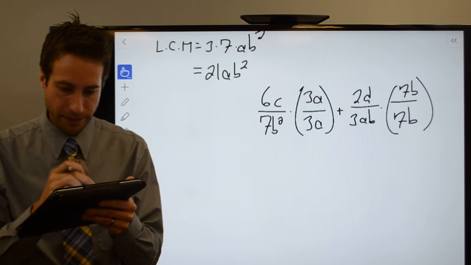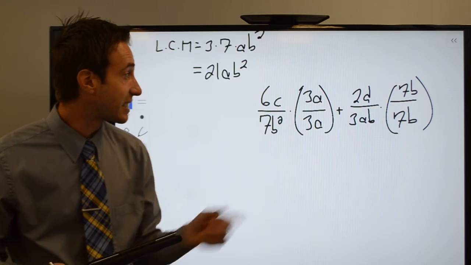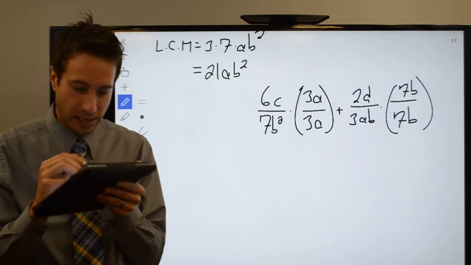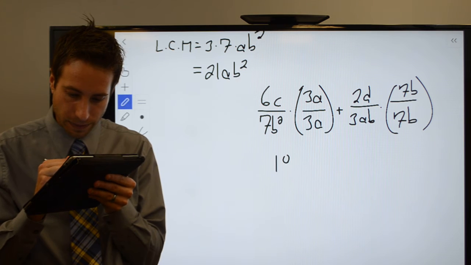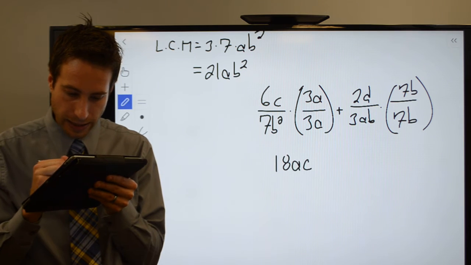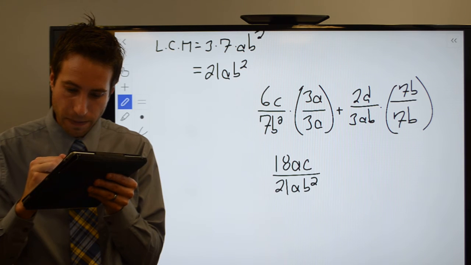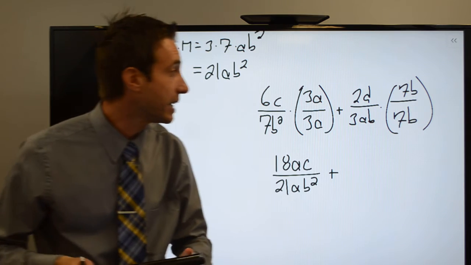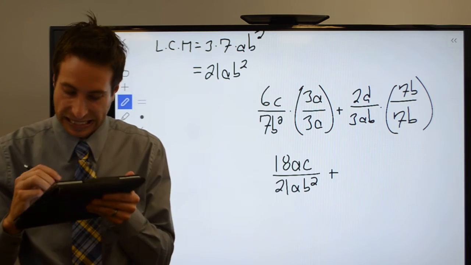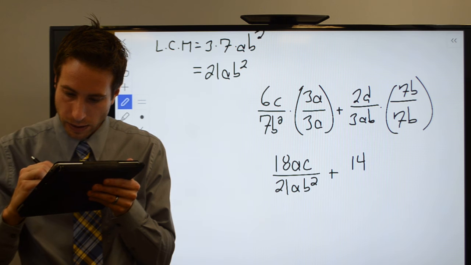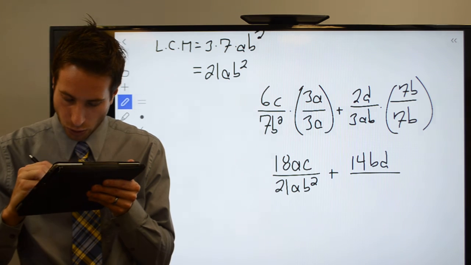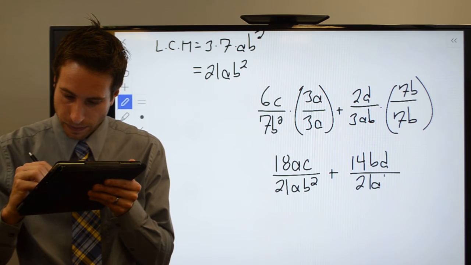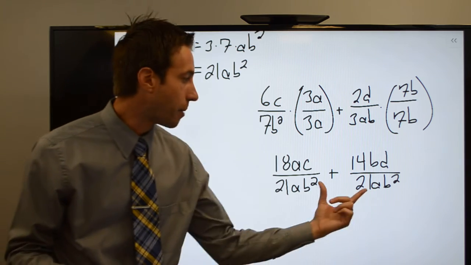And let's go ahead and multiply these guys together. 6 times 3 is going to be 18ac over 21ab squared plus 2d times 7b would be 14bd all over 21ab squared. All right, so I have my common denominator.